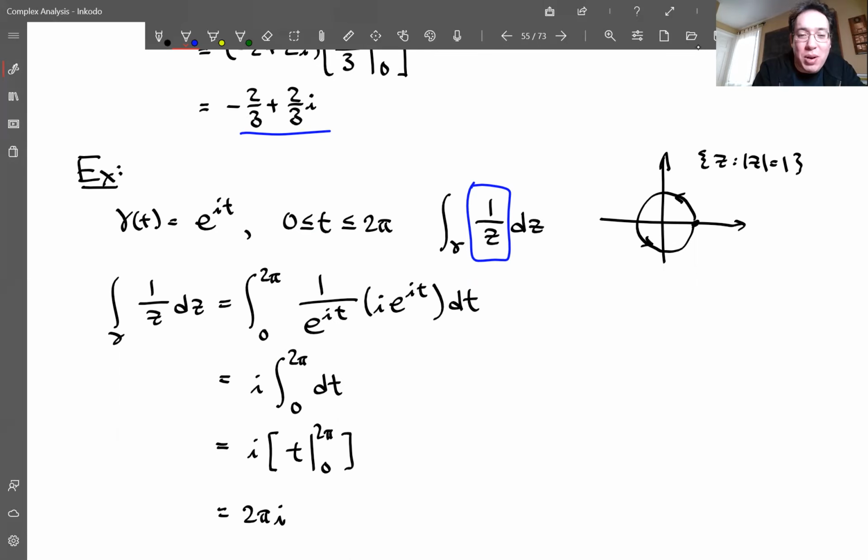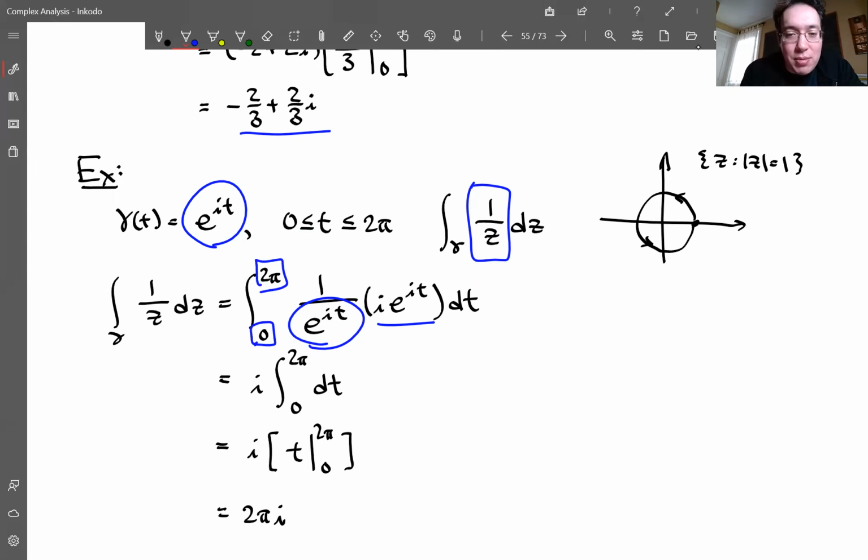We're integrating 1 over z along this curve. So we plug in gamma, multiply by the derivative, and then we're going to go from 0 to 2 pi. Most of the inside cancels out. So e to the it in the denominator and e to the it in the numerator will cancel out. We do have an extra i from the chain rule. We could pull that out. We can integrate 1 from 0 to 2 pi, and we get the answer 2 pi i. Okay.